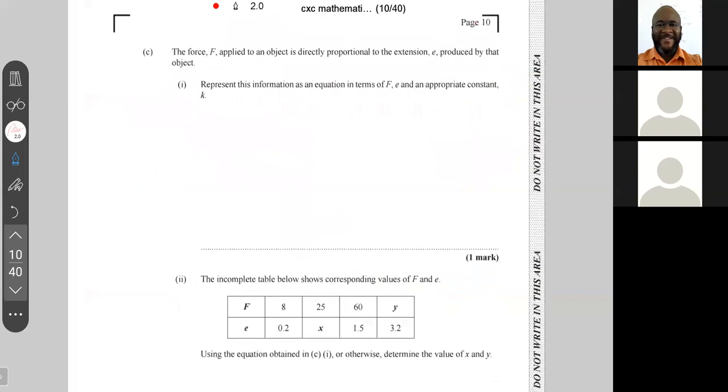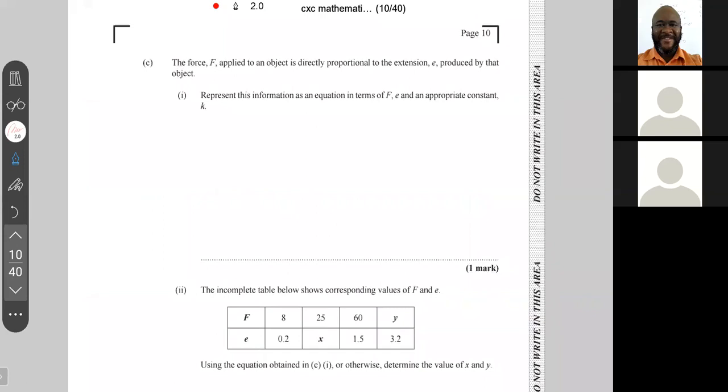All right, so the C part of the question now, this looks like variation. This says the force F applied to an object is directly proportional to the extension E produced by that object. This says represent this information as an equation in terms of F, E and an appropriate constant K. All right, so this is variation.